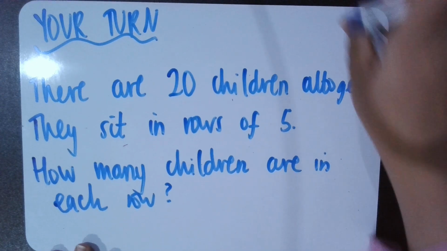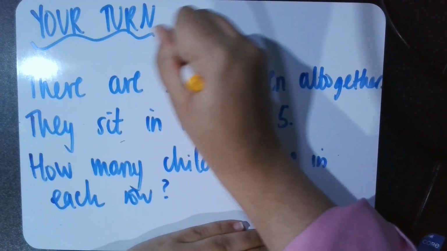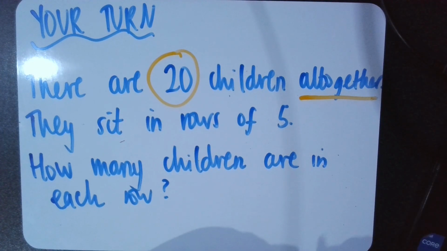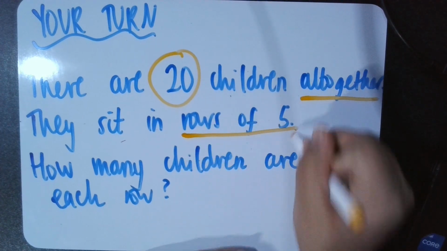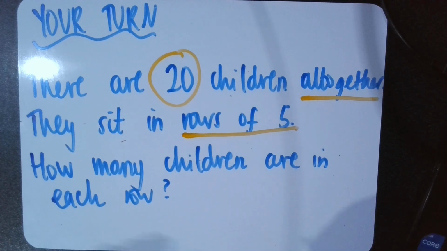Okay, team, this is your question. There are 20 children altogether. They sit in rows of 5. How many children are in each row? Let's underline that key information together. There are 20 children altogether. They sit in rows of 5. Just remember, rows of 5 means rows with 5 in each row.